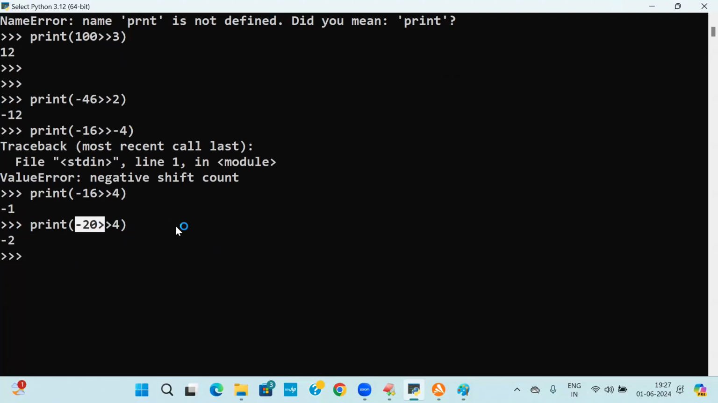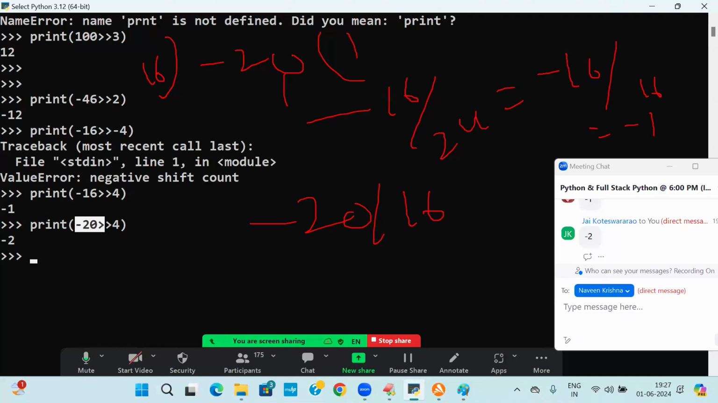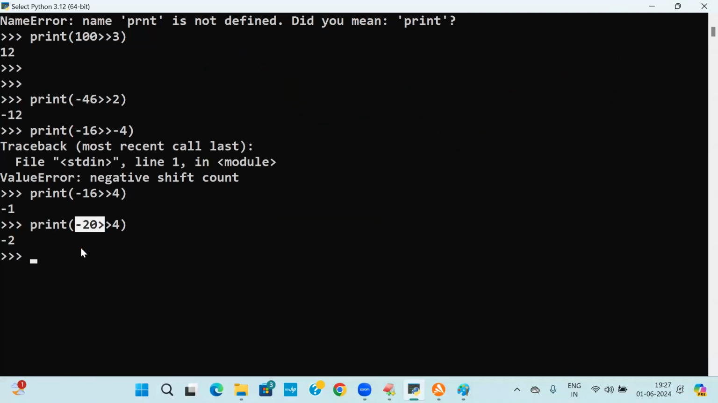See, minus 16 divided by what? 2 to the power of 4. Minus 16 divided by 16 is called minus 1. Minus 20 divided by 16, 16 once is 16 only. And minus 4 is also supposed to be minus 1 only. But here what is coming? Minus 2. Why is it coming minus 2?